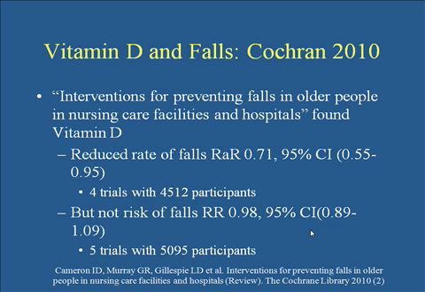They did find a reduced rate of falls, so the RaR, which I hadn't seen before, that's a rate ratio. They found that vitamin D in their collection of studies reduced the rate of falls, but not the risk of falls. That muddies the water a little bit when we compare it with the JAMA article. So again, we're left with two pieces of conflicting evidence. But we do know that there might be some benefit from vitamin D, and certainly that's something we need to consider for our patients.